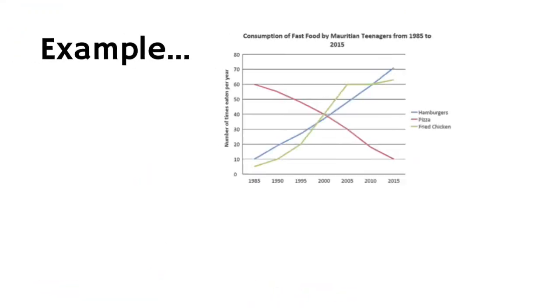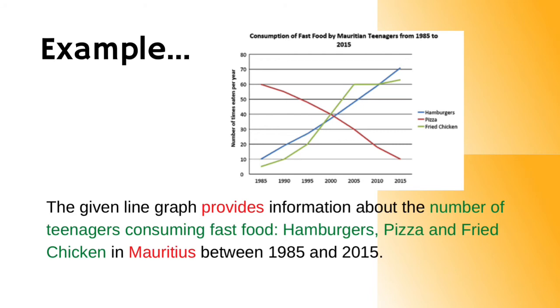Okay, now let's see another example of a line graph. The statement of the line graph is consumption of fast food by Mauritian teenagers from 1985 to 2015. Let's see an example. The given line graph provides information about the number of teenagers consuming fast food like hamburgers, pizza, and fried chicken in Mauritius between 1985 and 2015.